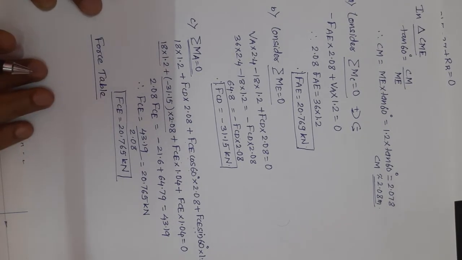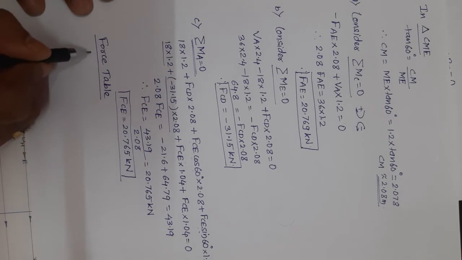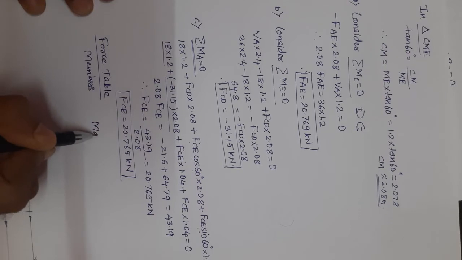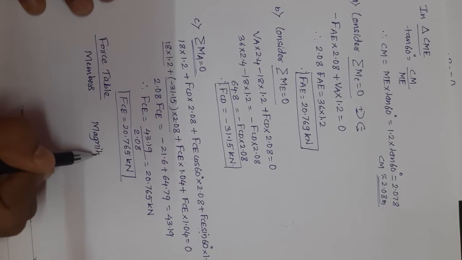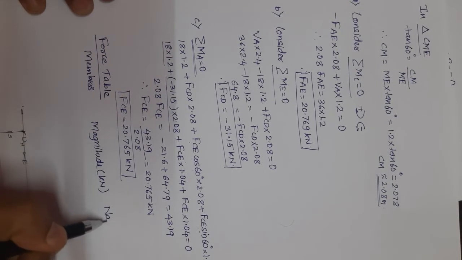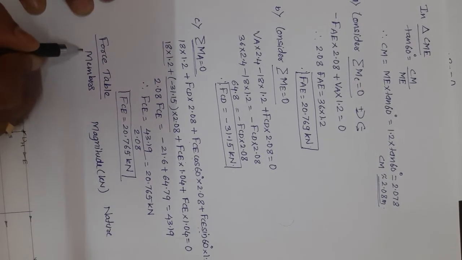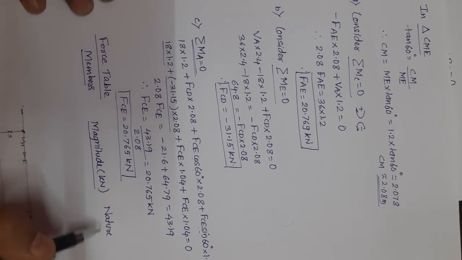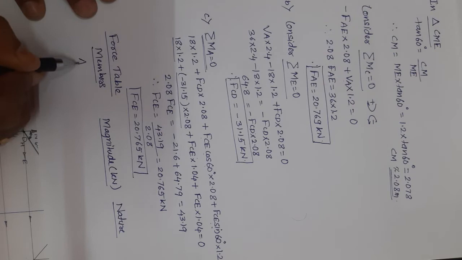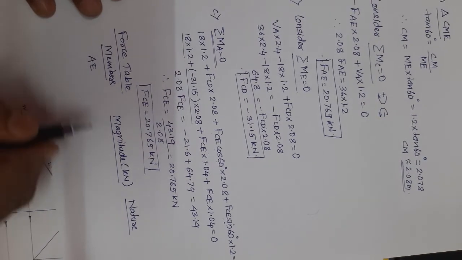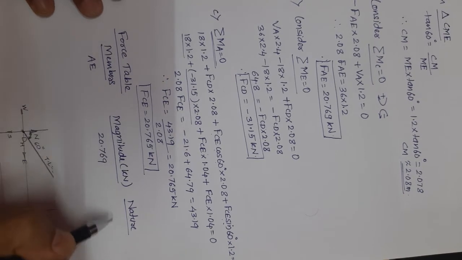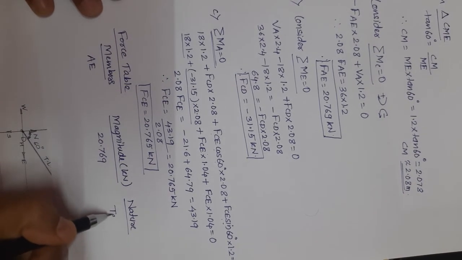A force table is one in which you have members, magnitude in terms of kilonewton, and nature, either compression or tension. Positive is tension and negative is compression. So members, the first member AE, the second member, what is its force magnitude? 20.769 kilonewton. Since it is positive, it is tensile.